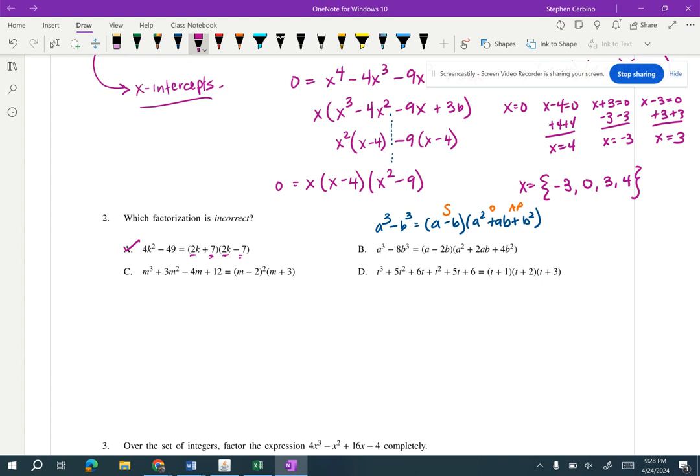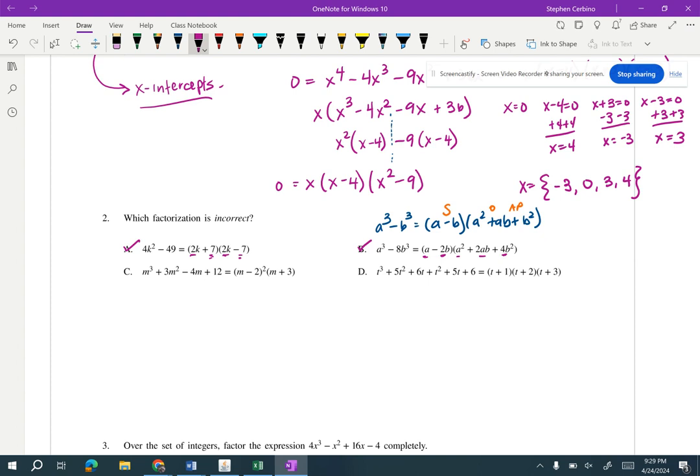So does this one work? What do I cube to make a cubed would be a, that works. What do I cube to make 8b cubed would be 2b, so that works. I square a, a squared, that works. I multiply these two expressions together. A times 2b is 2ab, that works. And I square 2b, which becomes 4b squared. So that works. So the numbers and the variables are all good. Let's talk about signs. Are the signs the same, opposite, always positive? Yes, they are. So that one's factored correctly.